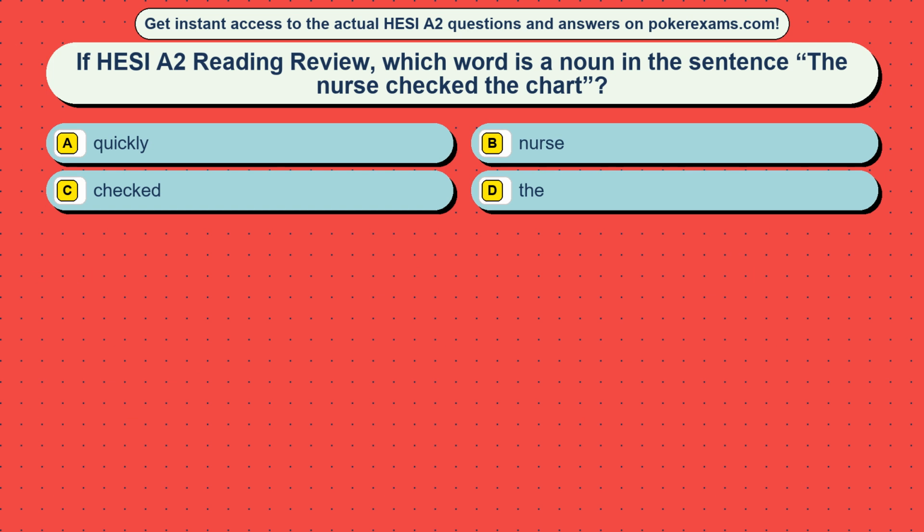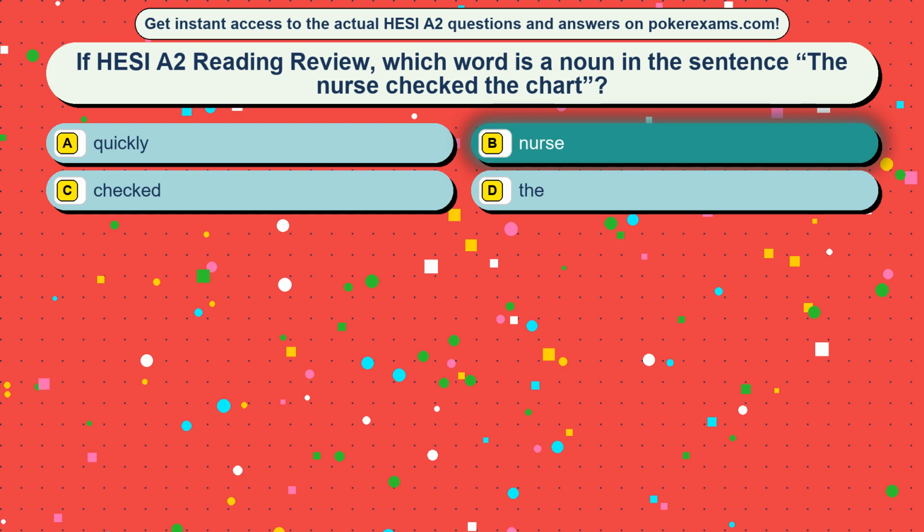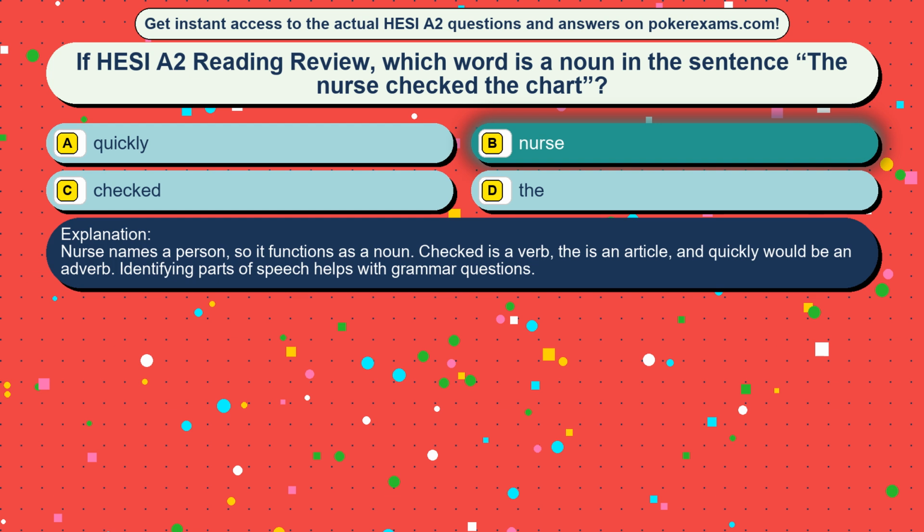Question 40. If HESI A2 reading review, which word is a noun in the sentence "The nurse checked the chart"? Option A, quickly. Option B, nurse. Option C, checked. Option D, the. The correct answer is option B, nurse. Nurse names a person, so it functions as a noun. Checked is a verb, the is an article, and quickly would be an adverb. Identifying parts of speech helps with grammar questions.